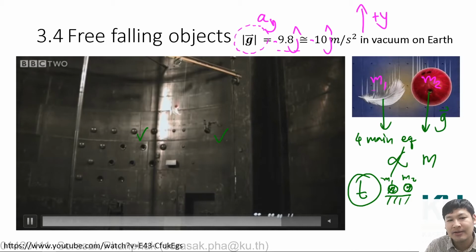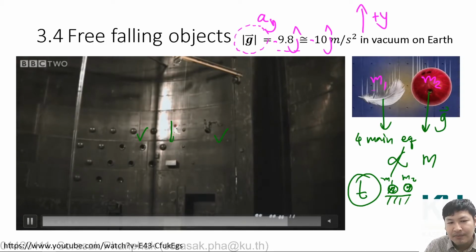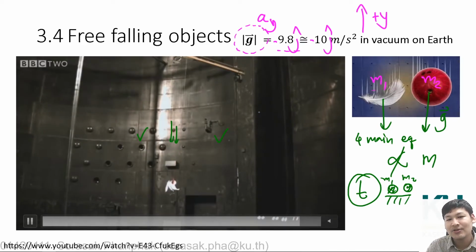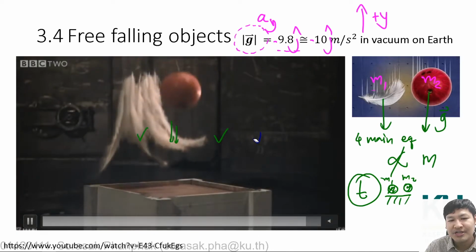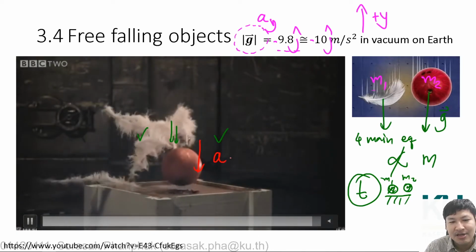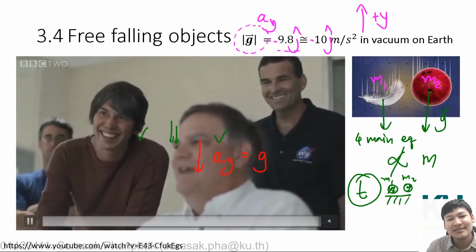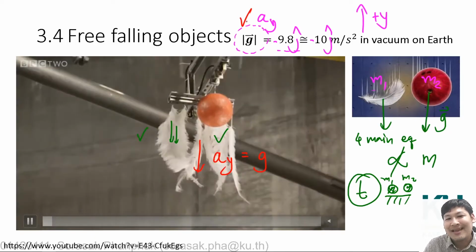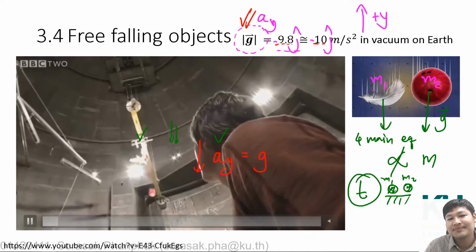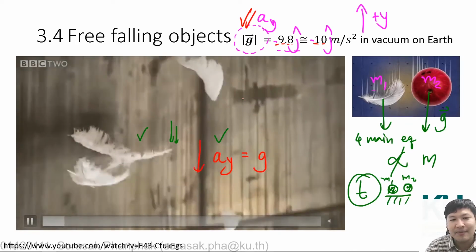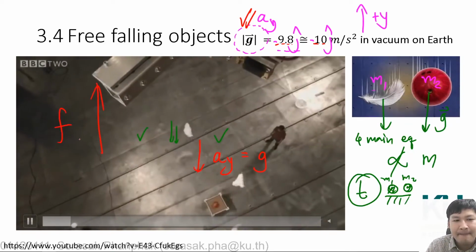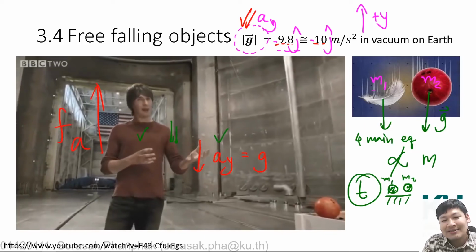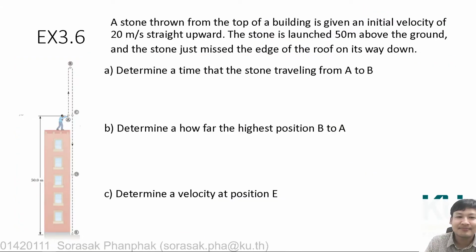This is the real experiment. You can see the feather and the bowling ball drop down at the same rate, and the only influence is due to the acceleration, which is a. Here ay is equal to g. This is how it happened. It dropped to the floor perfectly with the constant acceleration of 9.8. Here, as you see, it dropped at a different rate because of some air resistance. That is why this is the importance of the gravitational acceleration and the free falling object.